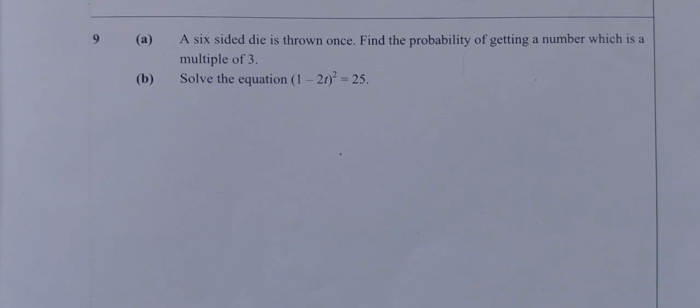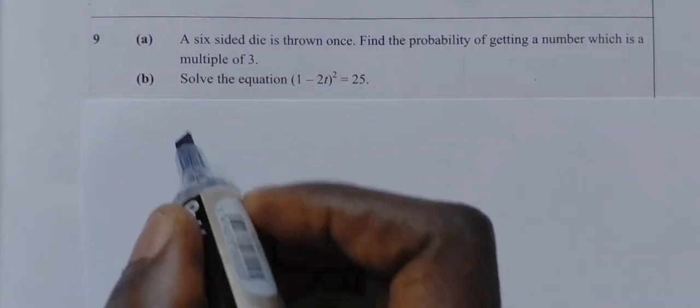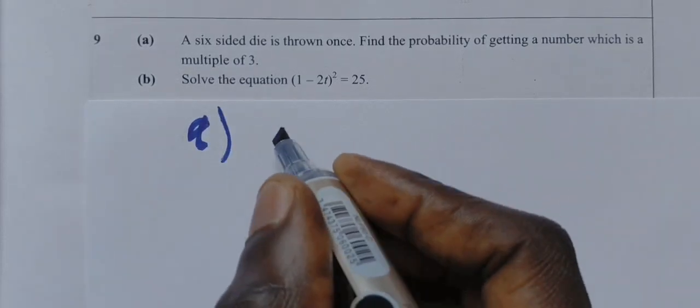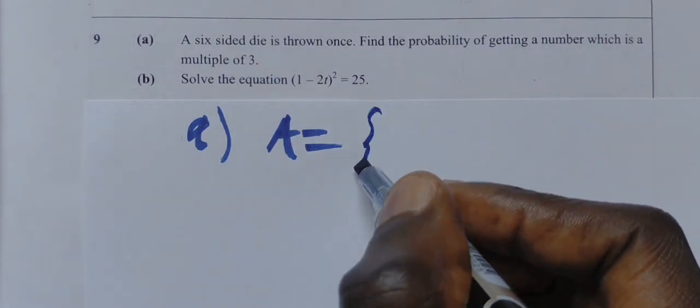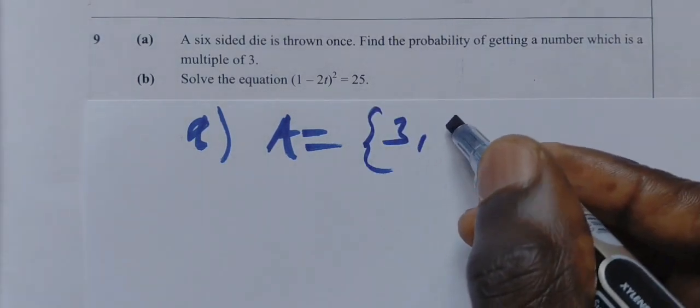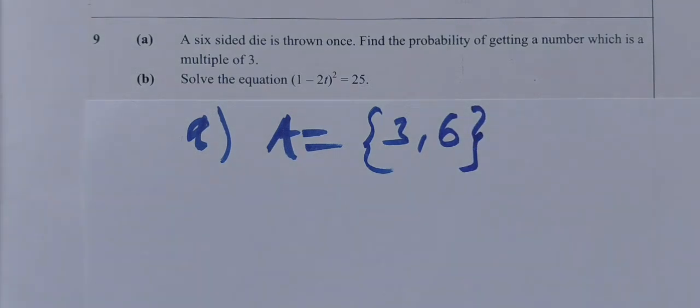And then when it comes to getting a number which is a multiple of 3, this simply means that we are looking for those numbers where 3 can go into. So I'll let event A be the event of getting a number which is a multiple of 3. So for part A, the solution will go as follows. So A is getting a multiple of 3. So for this one, it includes 3 itself and the number 6, because these are the multiples of 3.